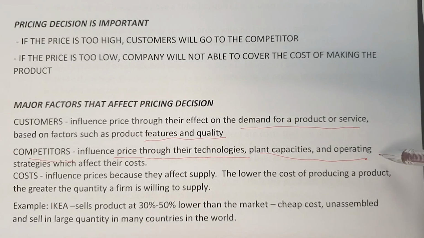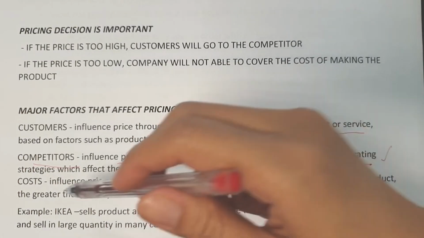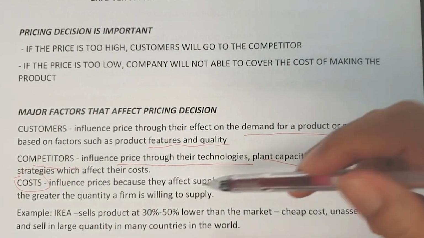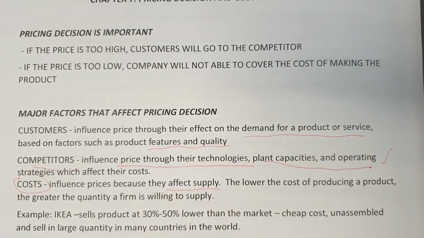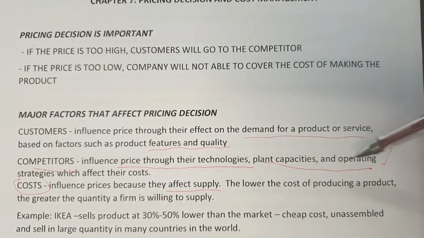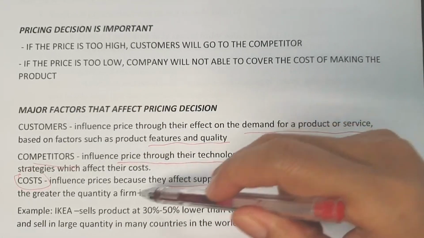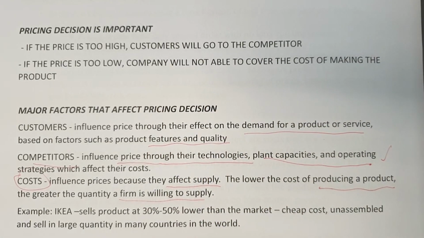Therefore, once we want to set the price, we also have to know what kind of technology has been used by the competitors, as well as the price that has been set by the competitors. Other factors include cost. This really influences price because it affects supply, in the sense that the lower the cost of producing a product, the greater the quantity a firm is willing to supply.